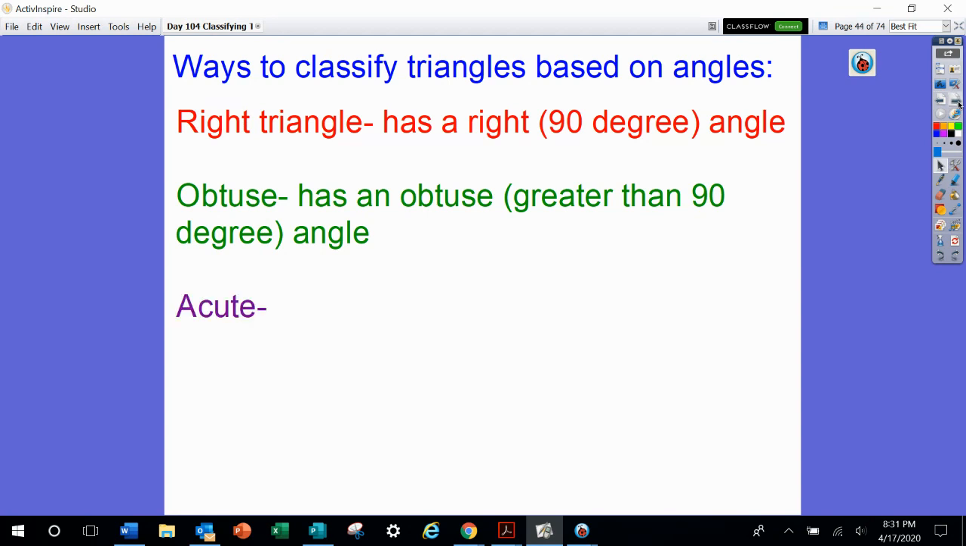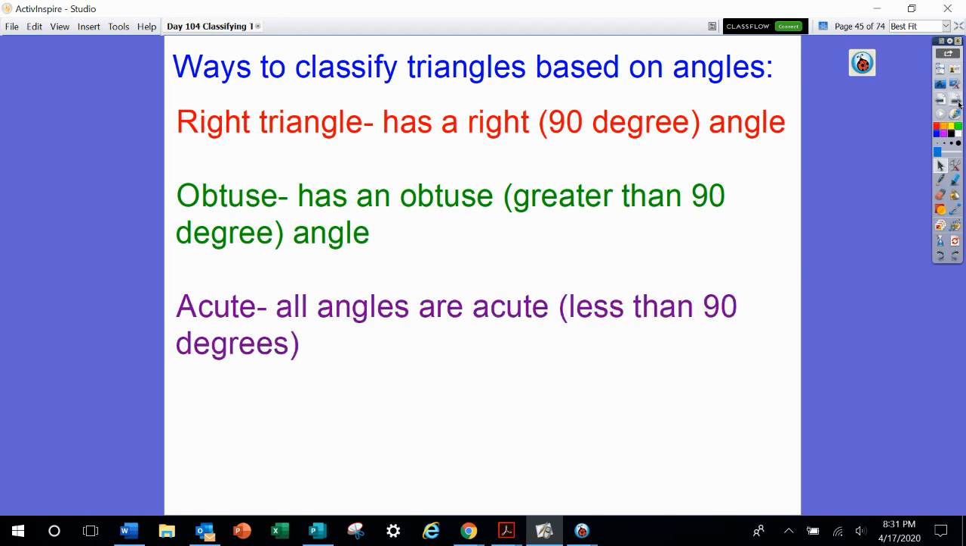Then we have acute angles. An acute angle is any angle that is less than 90 degrees. All angles that are less than 90 degrees are called acute angles, which means if all their angles are acute, it's an acute triangle. So let me rewind a little bit.